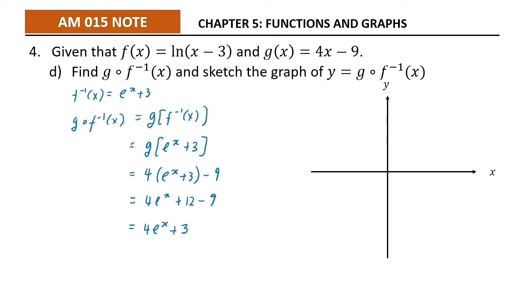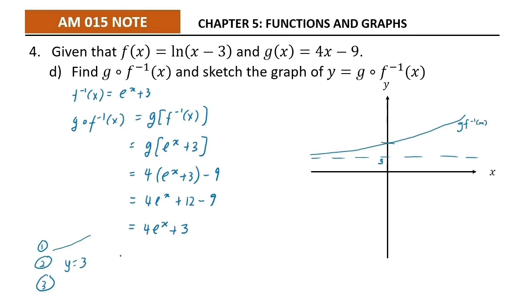Sketch a graph for the index. First, the shape: x positive, e positive, so from left to right. Second, the asymptote is the constant, y equal to 3. Third, sketch the graph. y equal to 3 is here, and the graph goes left to right. So this is g of f inverse.